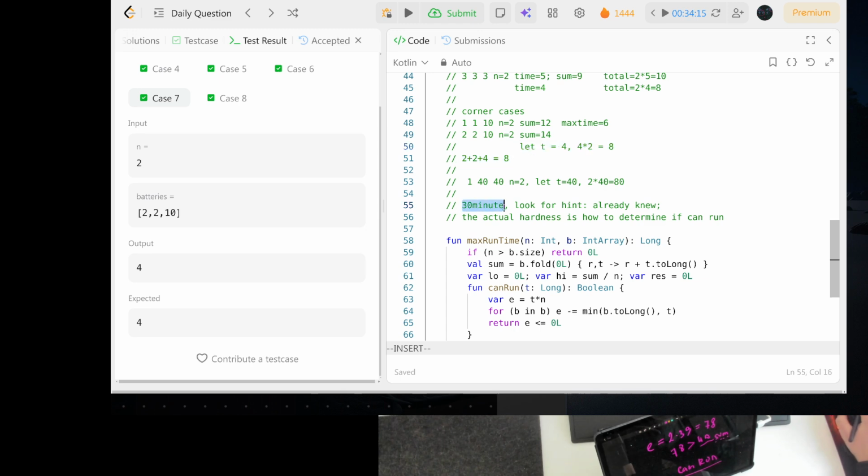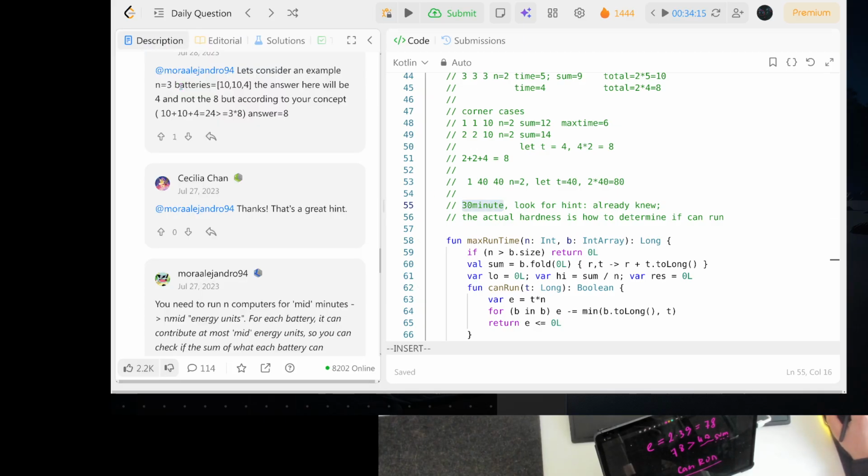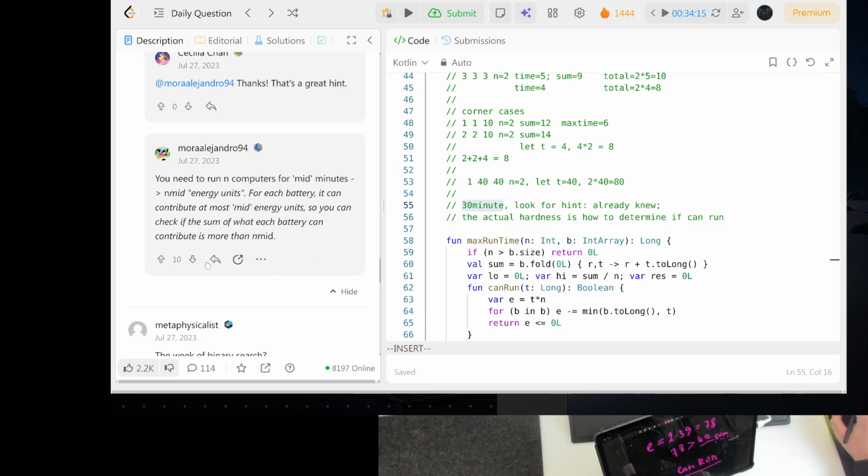So I had to look at the hint. And the hint was about the same intuition that I already have. So I looked at the description and I found this one. It pretty much answers this question, how you can test the time you can run. And this is like each battery can contribute at most T energy units, or its capacity, and you can just sum it up.